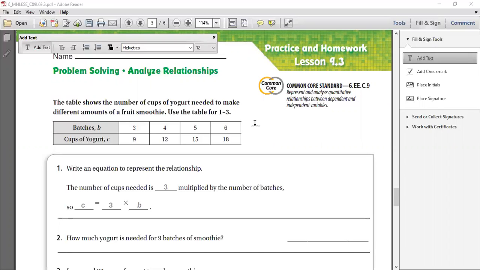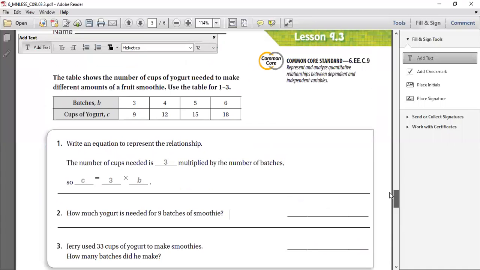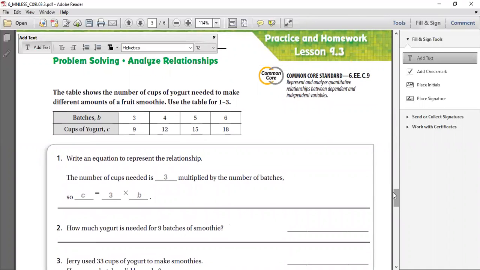Okay, now let's start by checking lesson 3 homework. That was page number 507. Here in this lesson, if you can remember, we had to write the equations and answer the questions which they had given. This question says the table shows the number of cups of yogurt needed to make different amounts of a fruit smoothie. Use the table for 1 to 3.